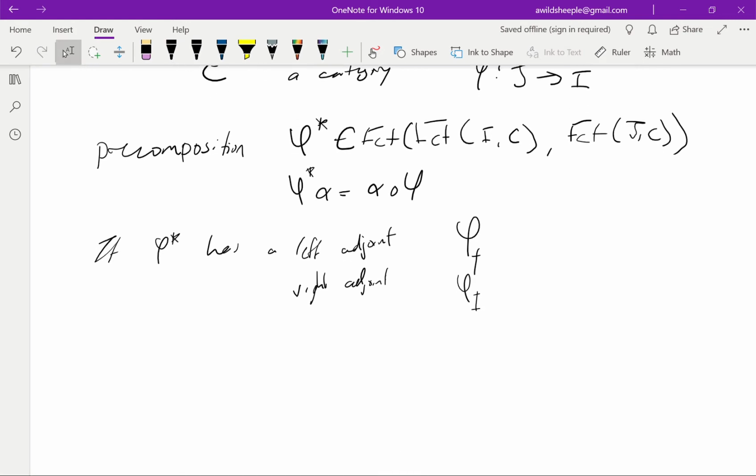Okay, so these are our adjunctions. So if it has a left adjoint, then it is the right adjoint itself, and so we call that the right Kan extension.